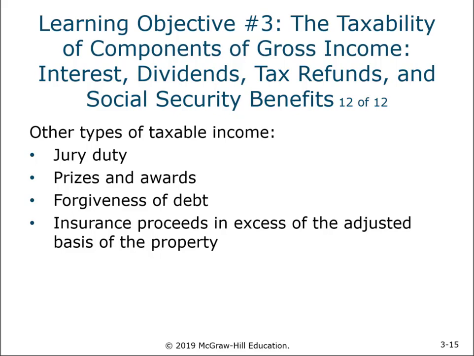Prizes and awards are taxable income, typically. All right? If you get forgiveness of debt, unless there's an exception, it is included in income. And if you get paid out for your totaled car more than its adjusted basis, then it could be income. Or more than what you paid for your house that burned down, you could have income. Terrible thing, but it could be considered income.